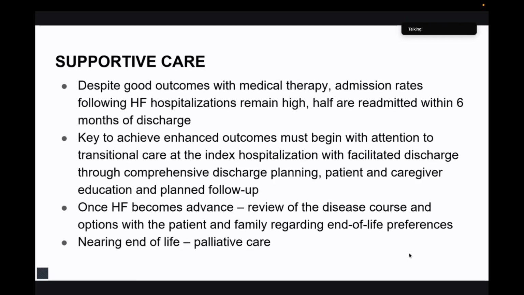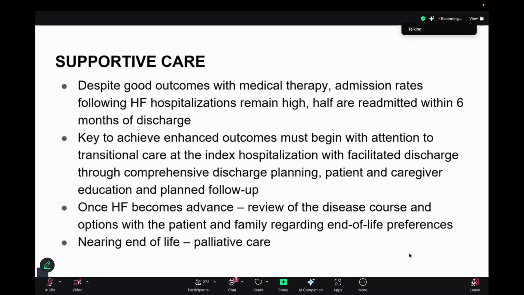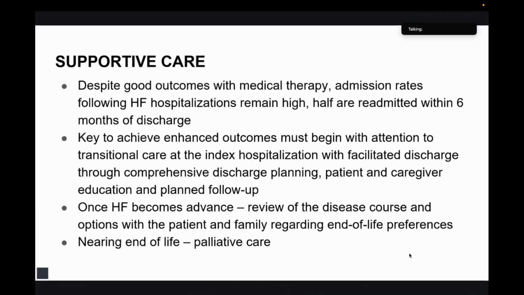We can also give supportive care for patients with HFrEF. Despite good outcomes with medical therapy, admission rates following heart failure hospitalization remain high, and half will be readmitted within 6 months of being discharged. The key to achieving enhanced outcomes must begin with attention to the transitional care at the onset of admission, with facilitated discharge through comprehensive discharge planning, patient and caregiver education, and a planned follow-up.